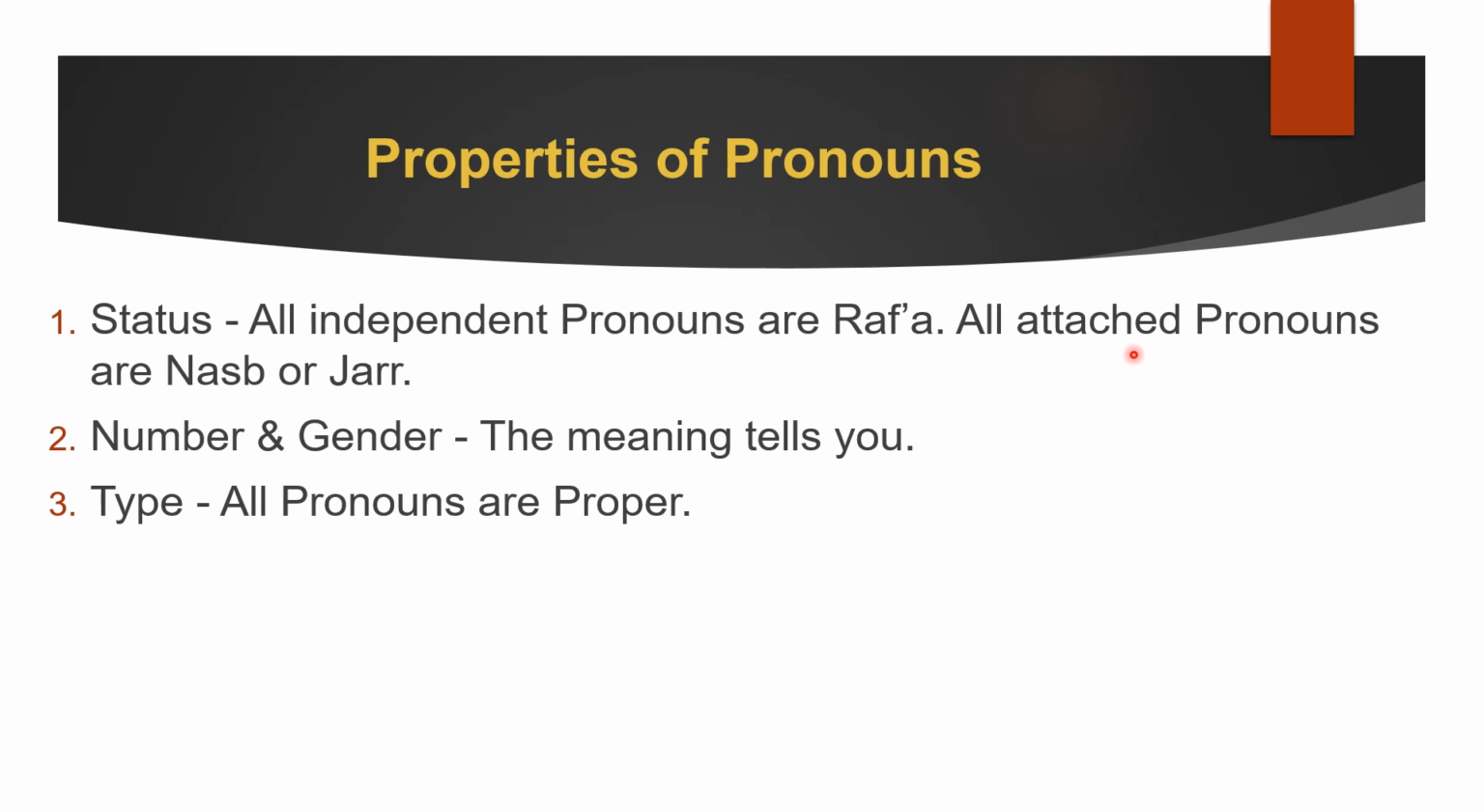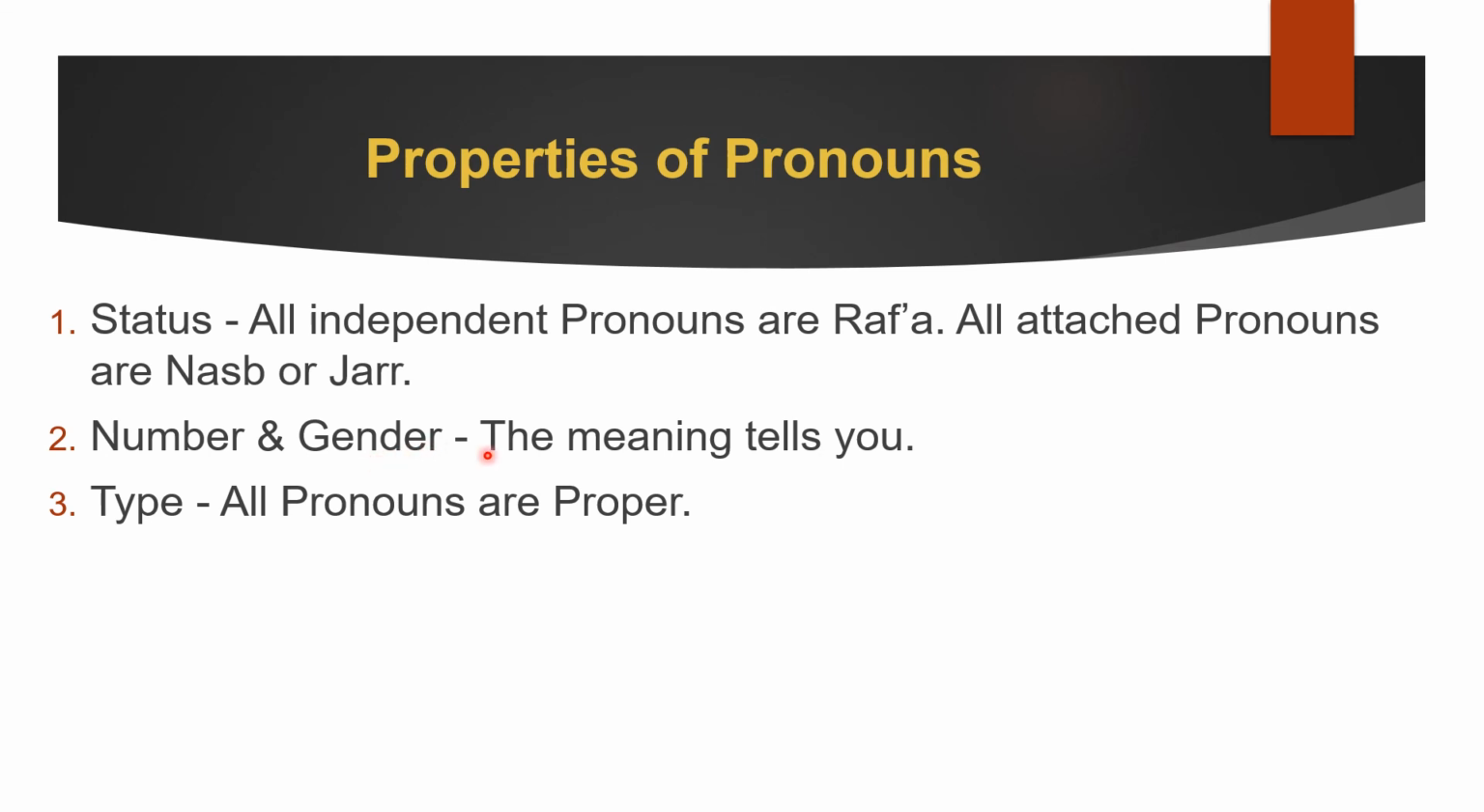All attached pronouns are nasab or jar. So now you can see why we use attached versions. The attached pronouns are used when you want to make the pronouns nasab or jar. Okay, the only way to make pronouns nasab or jar is attached versions. So like muslimu, muslima, muslimi, we can't do that here. It is just huwa or hu. That's how it is. Or anta or ka. That's how it is. So independent pronouns, attached pronouns. All independent pronouns are rafa. All attached pronouns are nasab or jar.